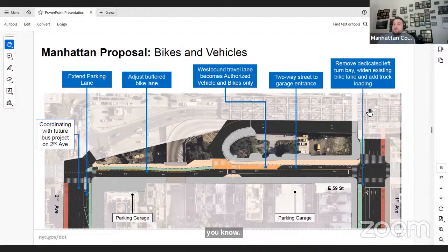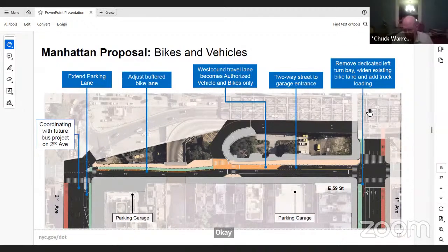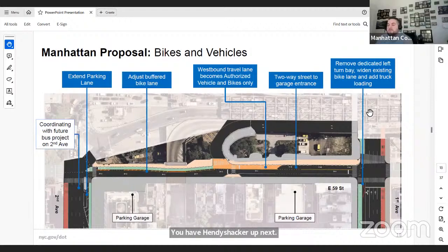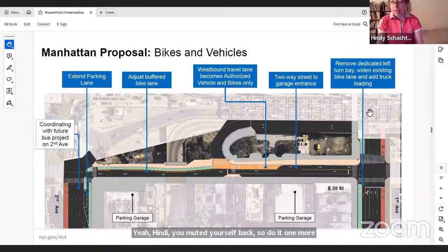You have Hindi Schachter up next. Schachter, right. I see him. Unmute Hindi. Hindi, you muted yourself back, so do it one more time. There you go. Yep, great. You're great.